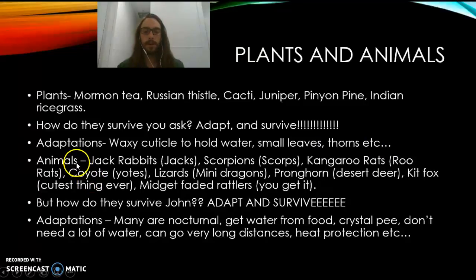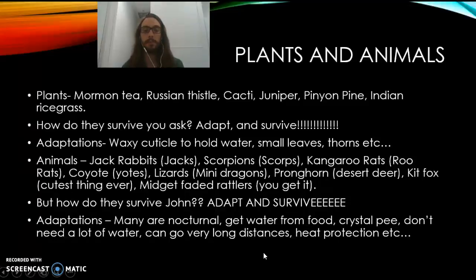So the animals that we're talking about are jackrabbits, or jacks, scorpions, or scorps, kangaroo rats, also known as roo rats, coyotes, yotes, lizards, also known as mini dragons, pronghorns, known as desert deer, kit fox, the cutest thing ever, and midget-faded rattlers. You can get that one. So how do they survive, John? They adapt to survive. Some adaptations that these animals have are, many are nocturnal because it's really, really hot during the daytime. They get water from their food, which is really cool.